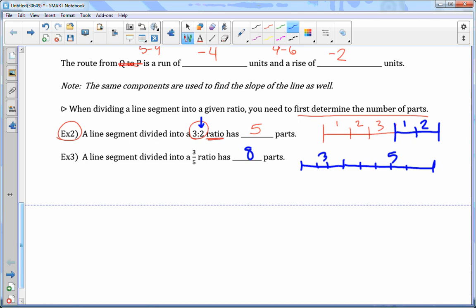One part has 3 units, and the other part has an equivalent, equal section: 1, 2, 3, 4, 5. And in total there are 8 parts, okay? That comes from the ratio. Flip it over.